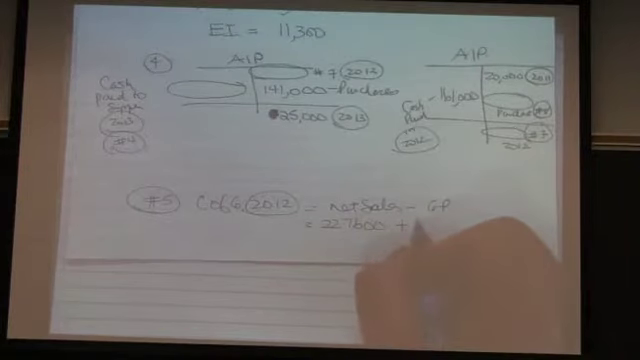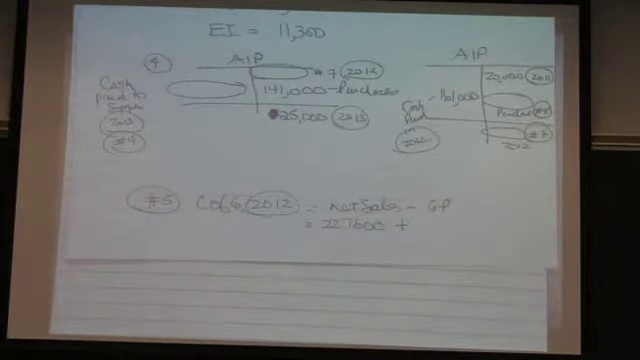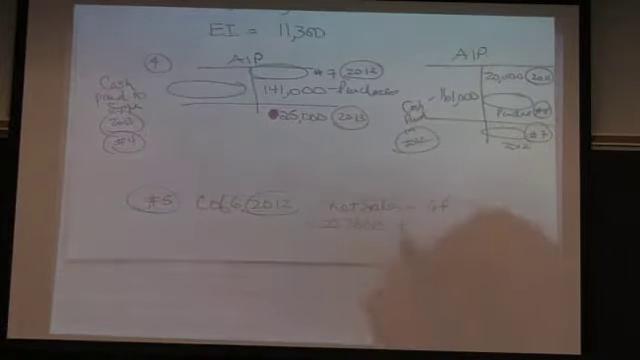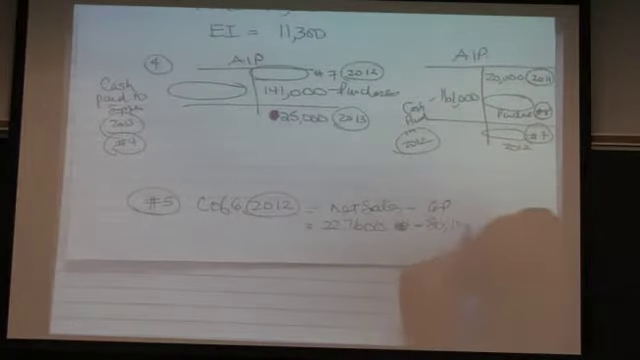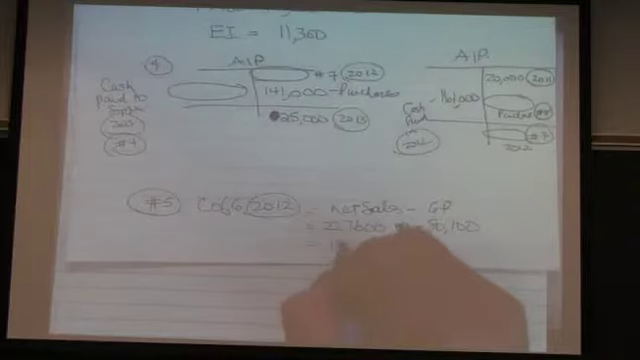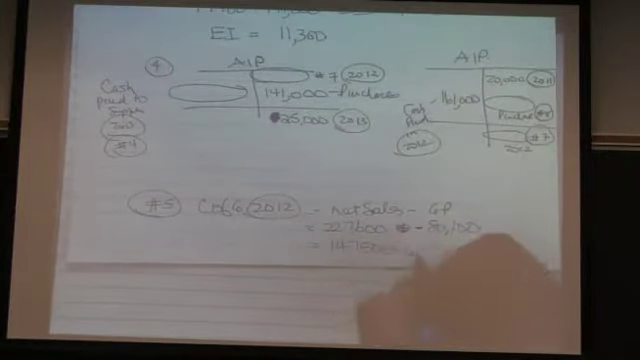Actually, it would be net sales minus gross profit, which would be 80,100, to give us cost of goods sold of 147,500.